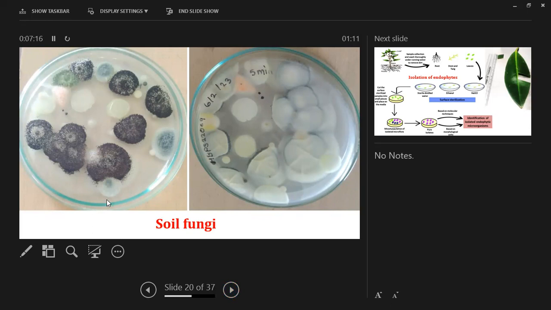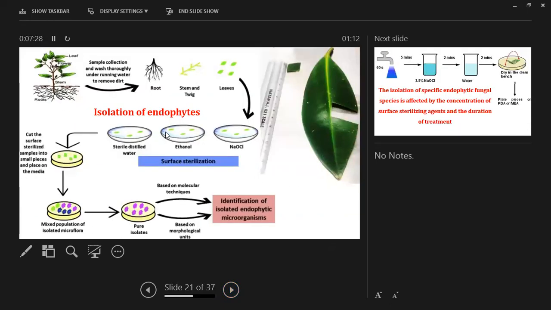So if you have done the dilution right, you will have an isolated colony. This is something that has been isolated from soil. Here I have a protocol for isolating an endophyte, where basically you will surface sterilize the leaf using different surface sterilants like sodium hypochlorite and ethanol, and rehydrate the leaf in distilled water.